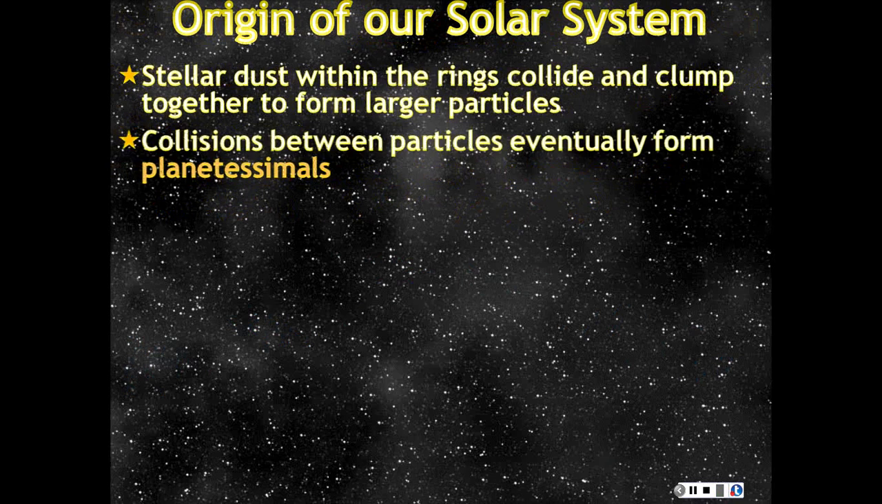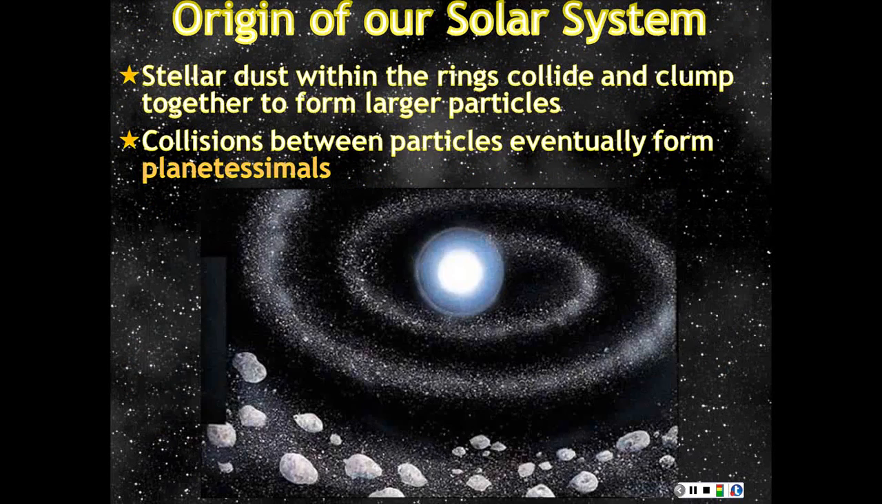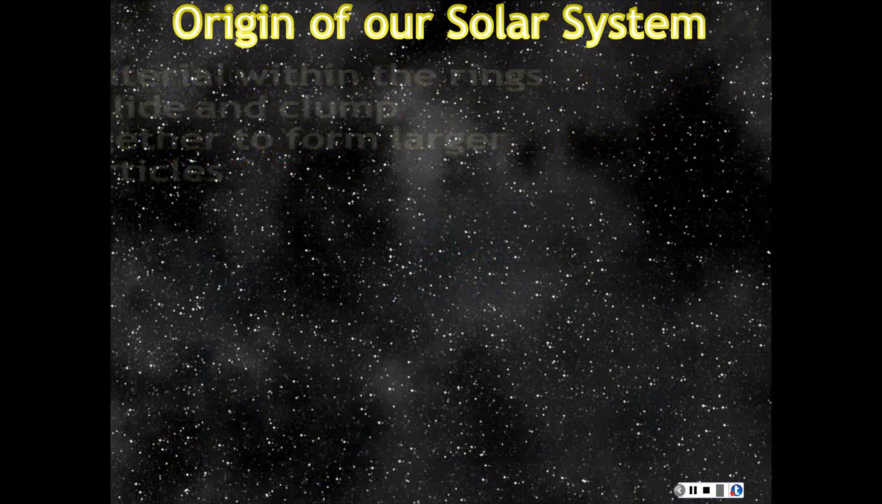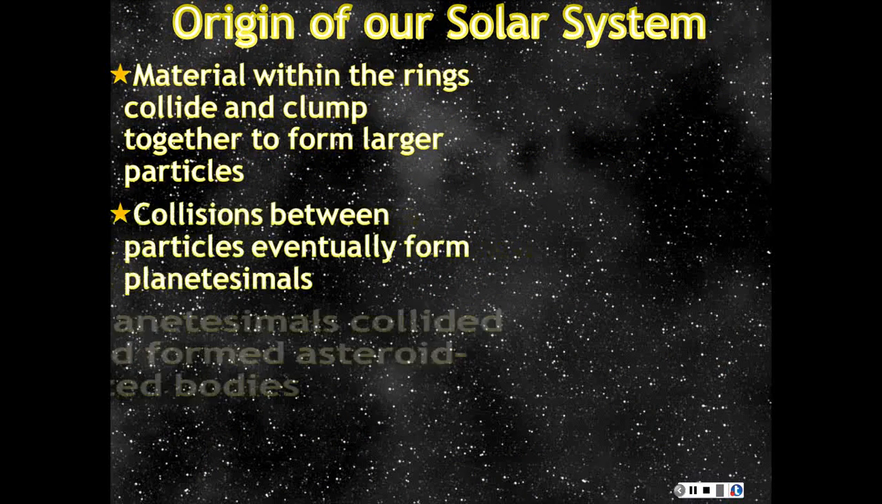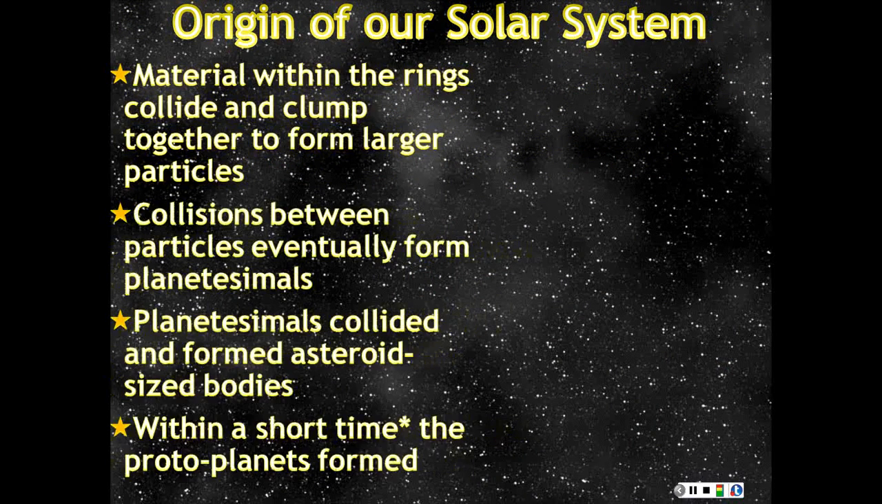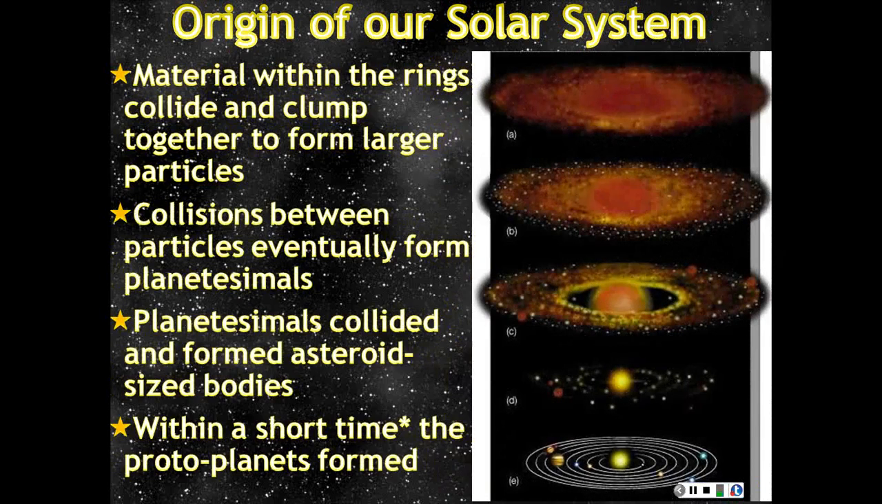And so we've got the dust that's clumped and made large particles, forms planetesimals, and you get something that looks kind of like this. And so we have the planetesimals sticking together, and eventually we have protoplanets. So this is another way of looking at this.